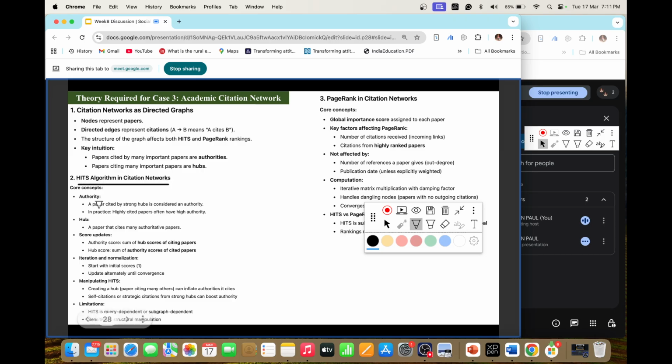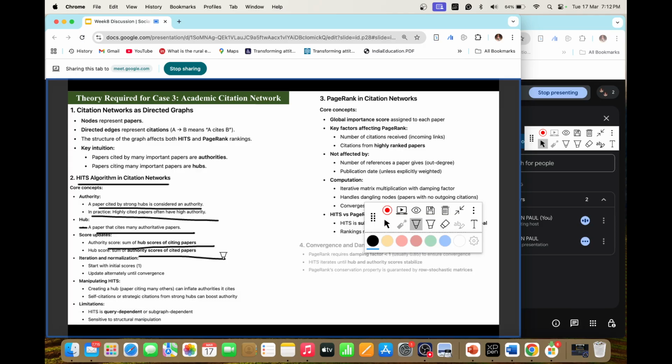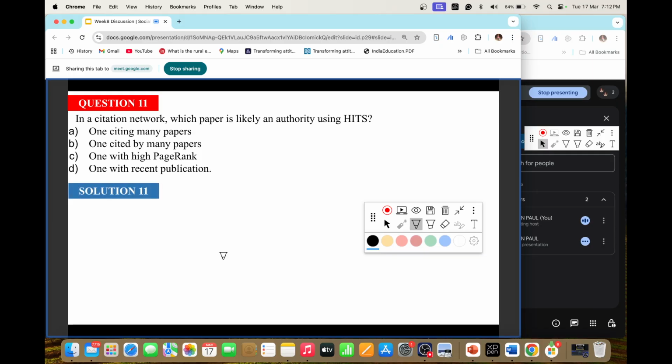Okay, authority: a paper cited by strong hubs is considered an authority. In practice, highly cited papers often have high authority. However, a paper that cites many authoritative papers is a hub. Authority score is the sum of hub scores of citing papers; hub score is the sum of authority scores of cited papers. Okay, so these are the things, and then PageRank is given. So let's move on to the question.